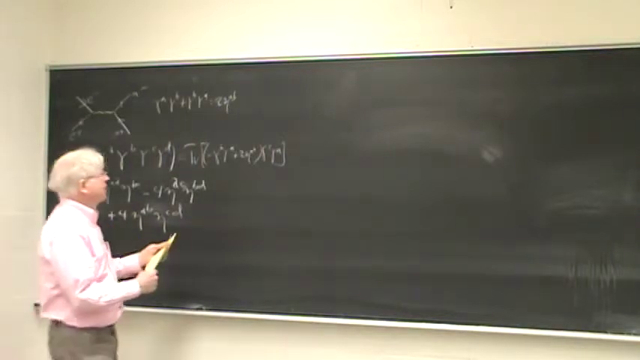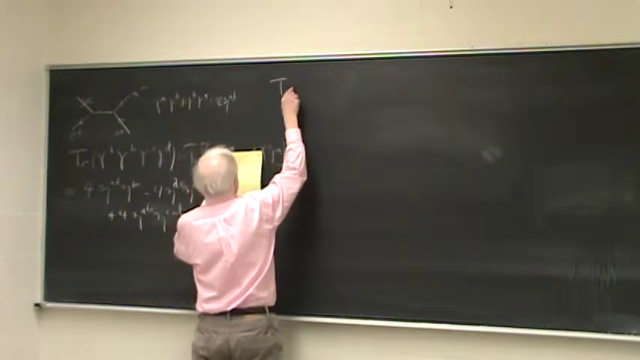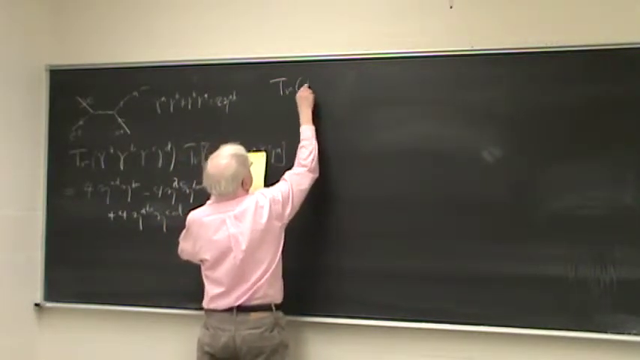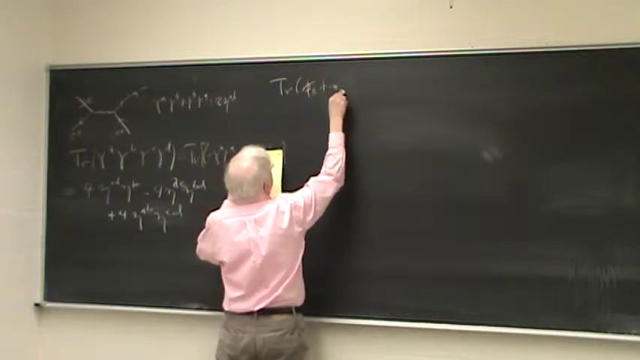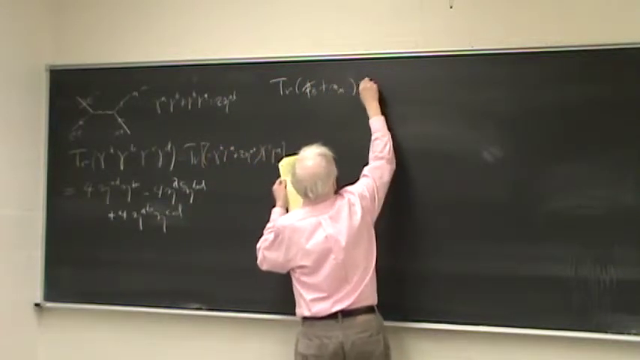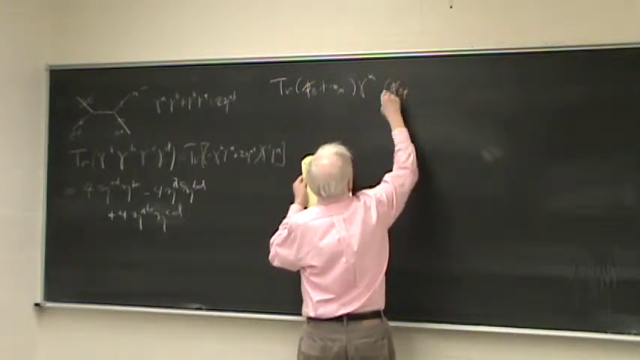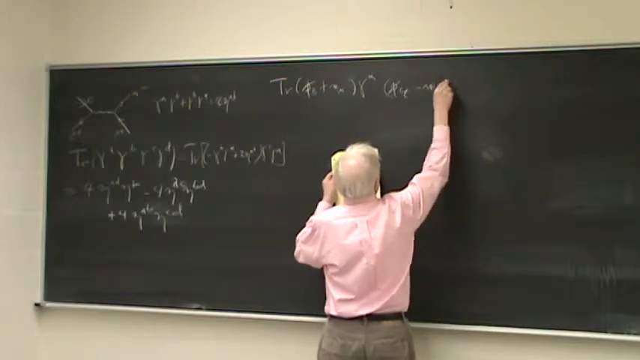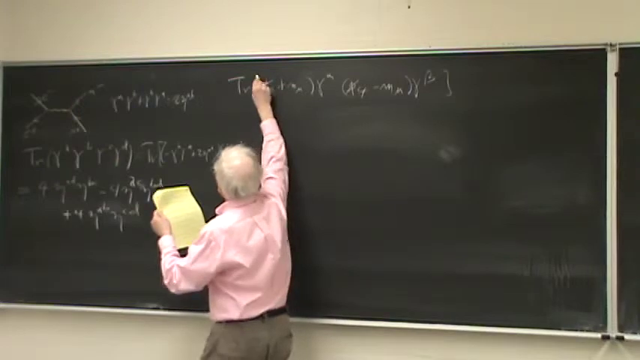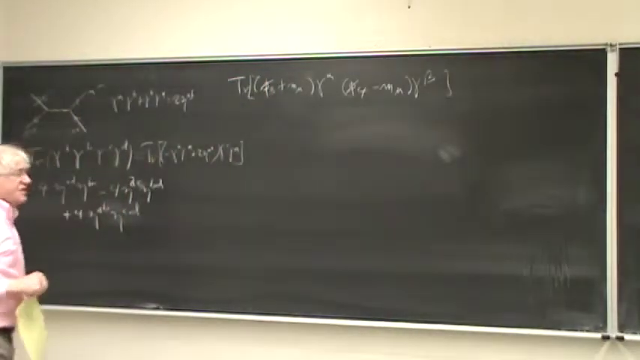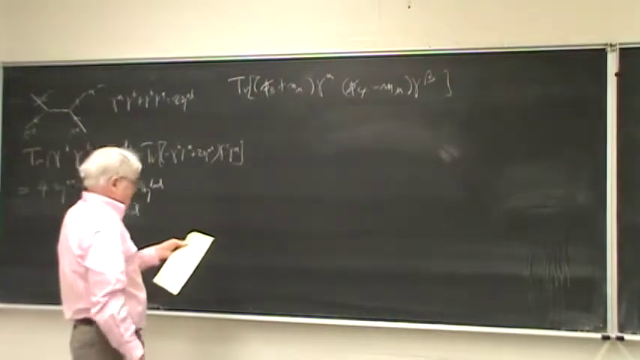No, I don't see any point. So what we get is we wound up with something like this. We had a trace of P3-slash plus mu, gamma alpha, P4-slash minus mu, gamma beta. So this was one trace that came up when we summed over final spins and averaged over initial spins.